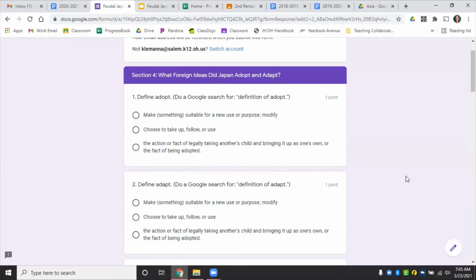Right, now for number 2, we're going to do the same thing with adapt. I want you to do a Google search for definition of adapt. You can just copy and paste this if you'd like, word for word, into your Google search bar, or type that in and look up the definition of adapt and then select the proper one. Go ahead and pause this for a minute while you do that and select the proper definition once you're finished.